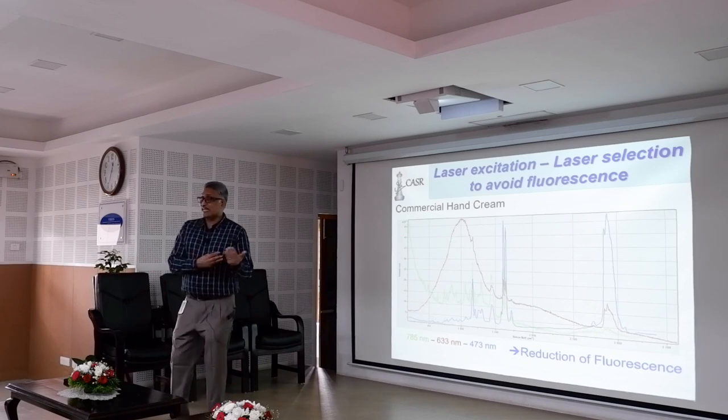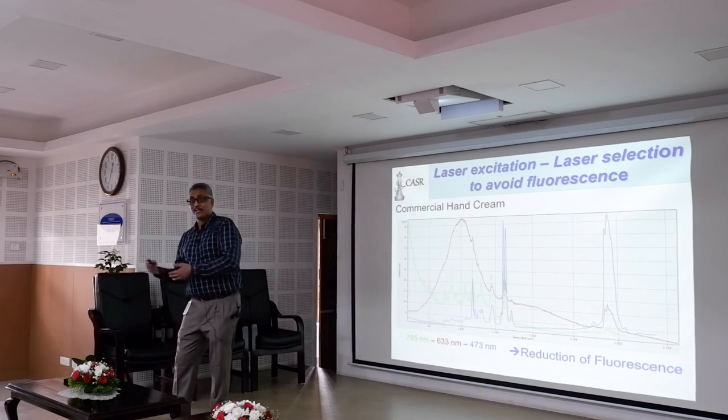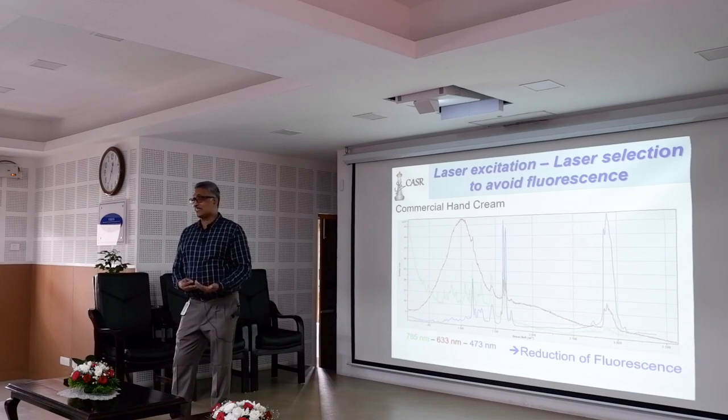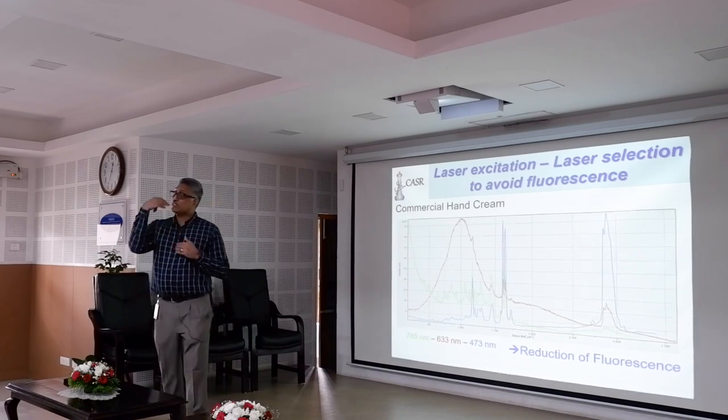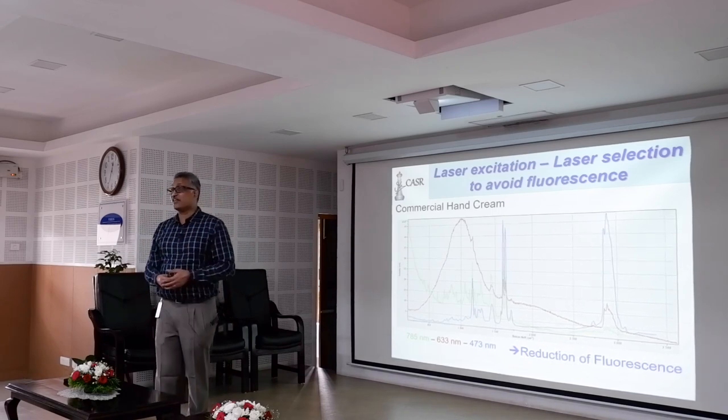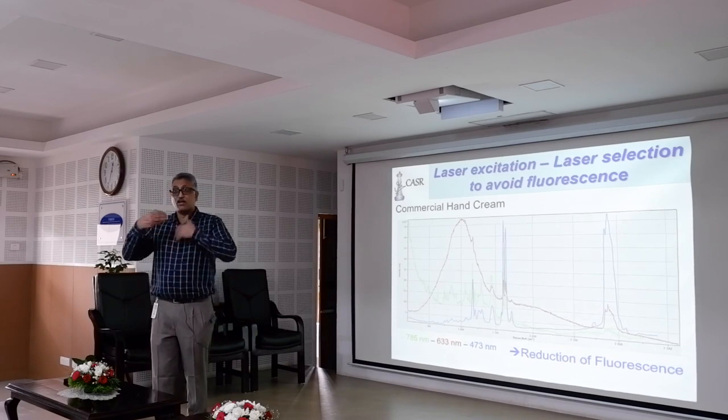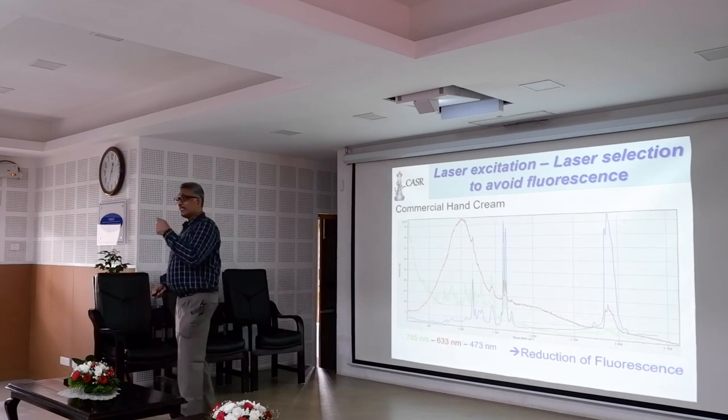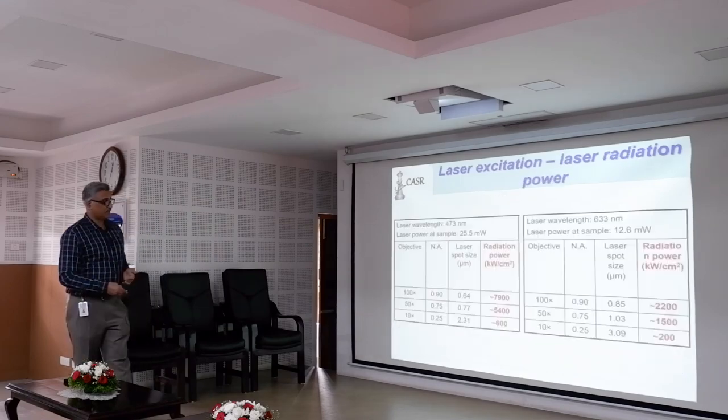So suddenly you see that I use blue light, I get more signal. Red light, I get less signal. So the reason is, I can also tell about the electronic state of the molecules. So there is a lot more information you can derive from Raman by doing these experiments.